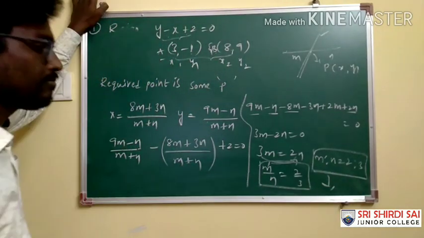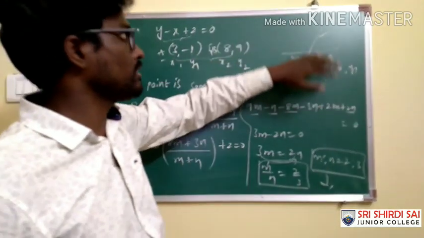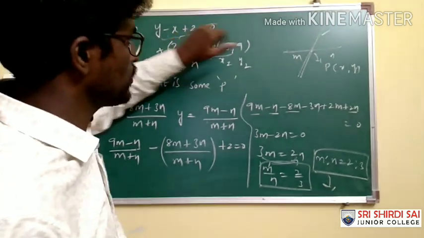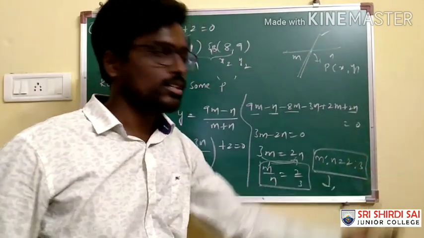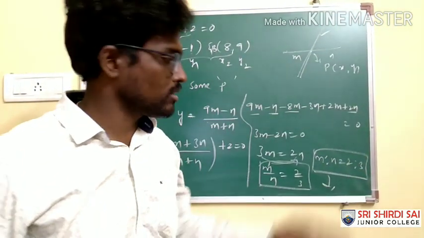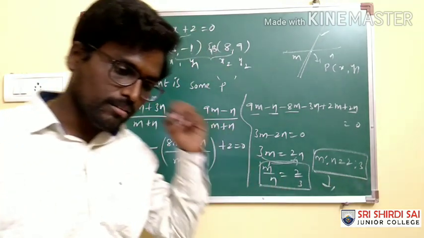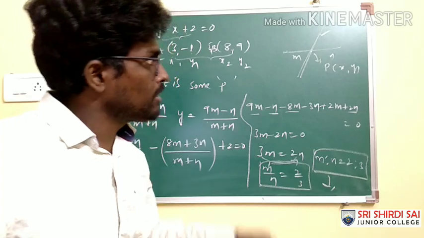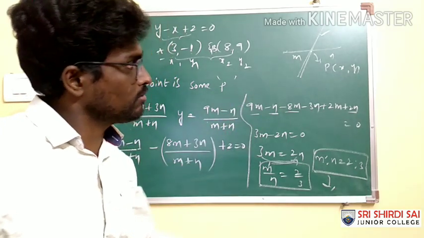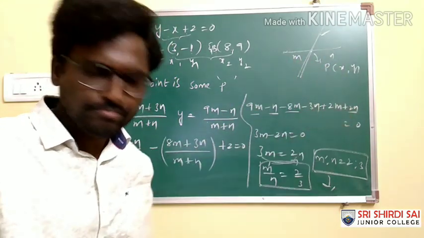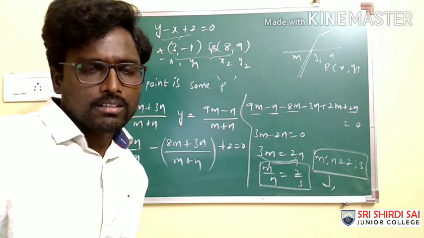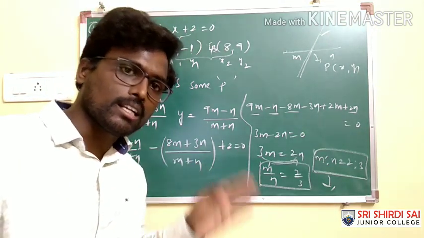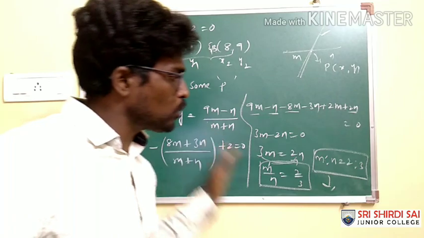Very clearly, the line y minus x plus 2 is going to divide AB in the ratio 2 is to 3 internally, because the ratio is positive. Here you may ask me, sir, how do we know initially whether the point is internal or external? We are not aware. When you are not aware, generally you go with the internal division formula, and according to the outcome you will justify.